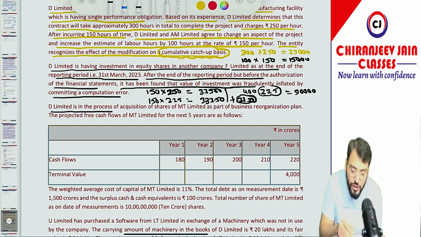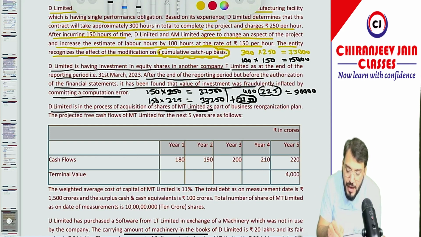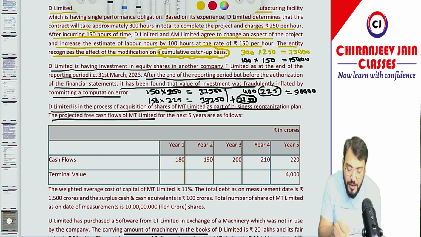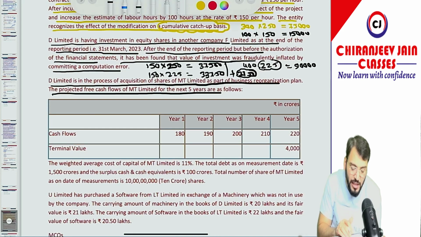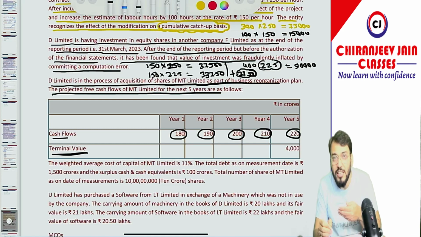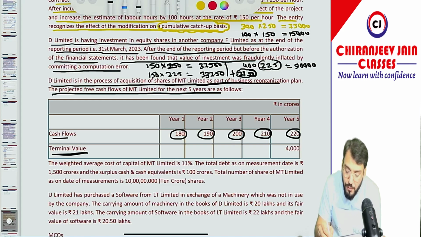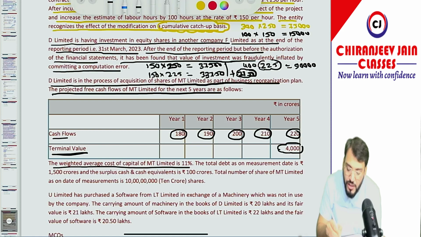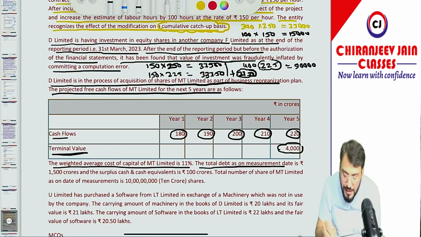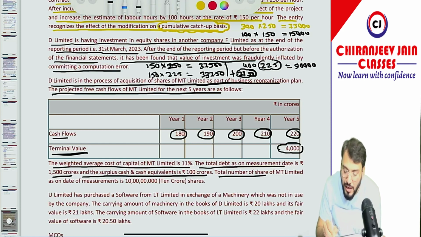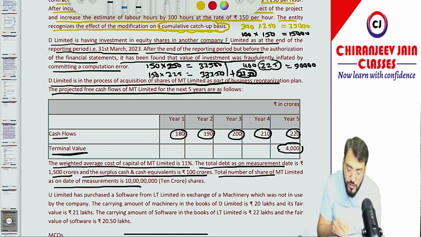D Limited is in the process of acquisition of shares of MT Limited as a part of a business reorganization plan. The projected free cash flow of MT Limited for the next 5 years is given. You can see the cash flow has been given for year 1, year 2, year 3, year 4, year 5. And terminal value means the disposal value of that project, that is 4,000. The weighted average cost of capital is 11%. The total debt as of the measurement date is 1500 crore and the surplus cash and cash equivalent is 100 crore. The total number of shares is 10 crore shares. Correct, now.